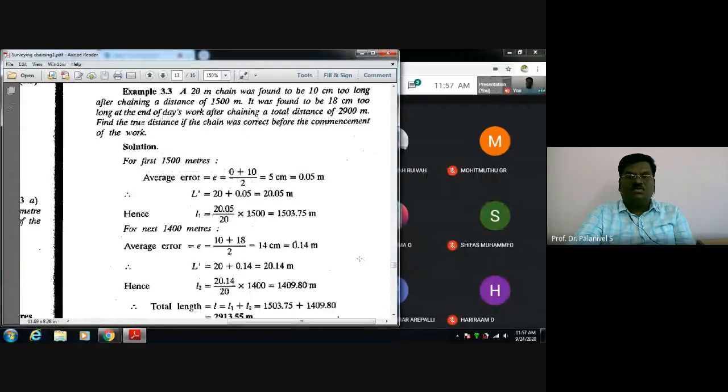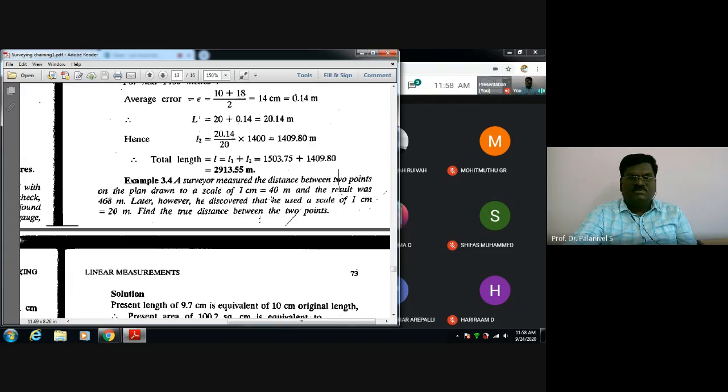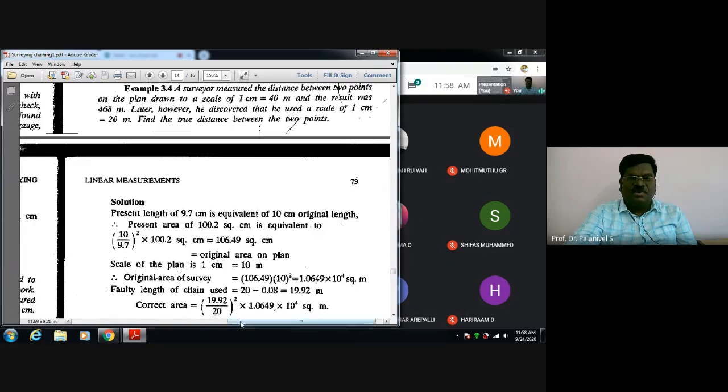After carrying out correction for the chain, later found too long, the error was carried out and it is found to be this much. This is the true length. This way you can do it. Likewise, there are two more problems. Let's say some problems are there.